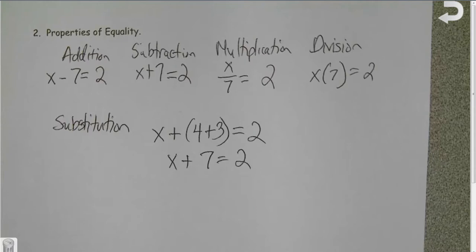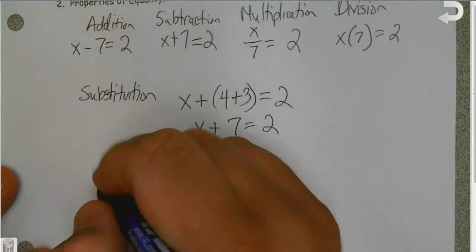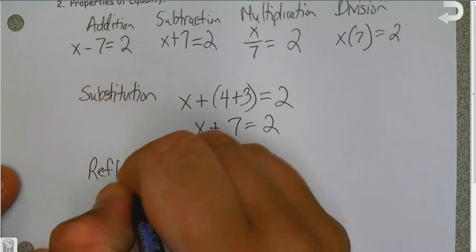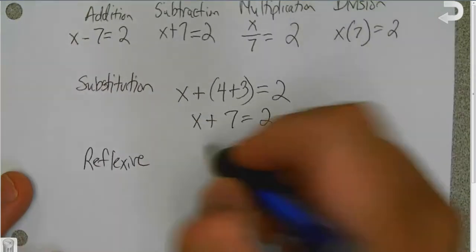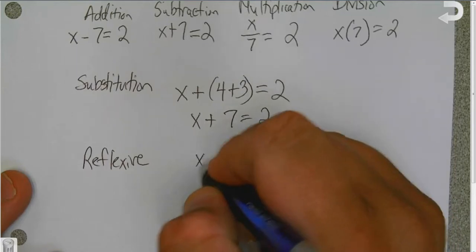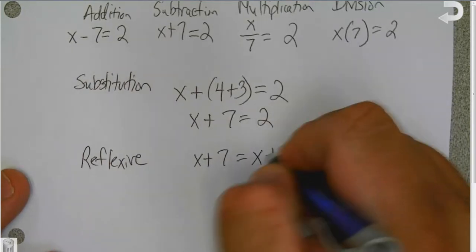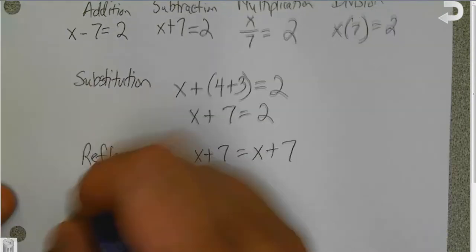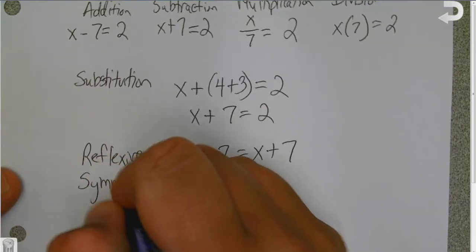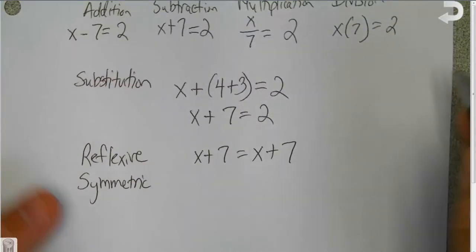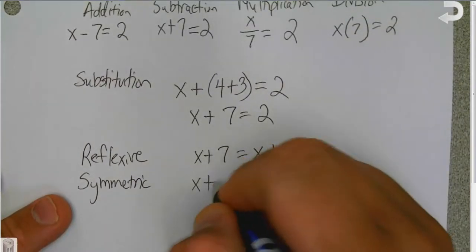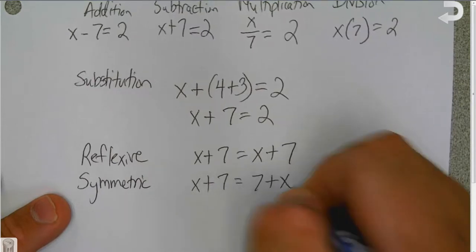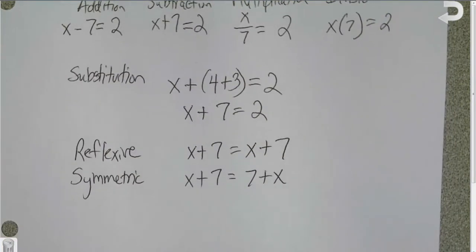We also have the reflexive property. So basically, if I say x plus 7 is equal to x plus 7, that's reflexive. We have the symmetric property, which looks a lot like the commutative property. So just make sure you understand a lot of commutative problems are also symmetric.